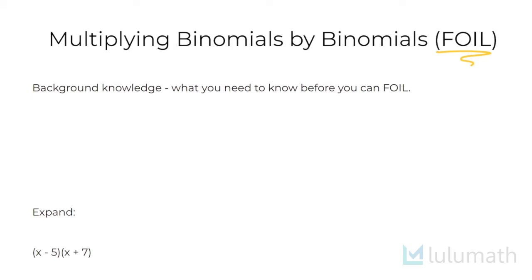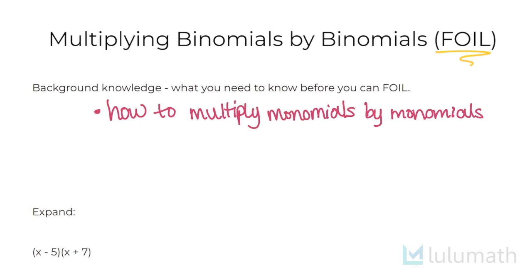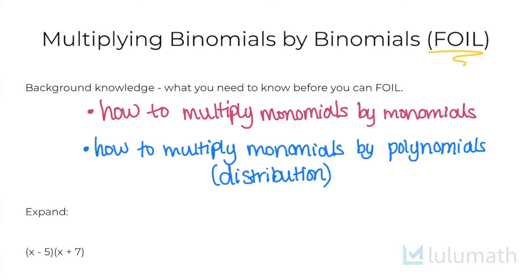You need to know a couple of things before you can actually FOIL. The first thing you need to know is how to multiply monomials by monomials. If you need a refresher on how to do that, make sure you check out that video that you can find on the YouTube channel or at lulumath.com. And the second thing you need to know is how to multiply monomials by polynomials, or pretty much you're distributing monomials to those polynomials. Remember, monomial means one term, polynomial means several terms. Again, if you need a refresher on this, make sure you check that video out.